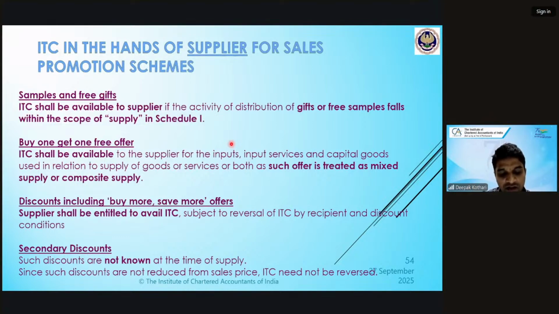Yes, yes, Savikan, you're right. Now you're right that yes, Schedule 1 is deemed to be supplied. That's why GST is charged.